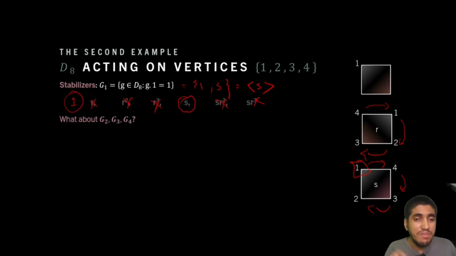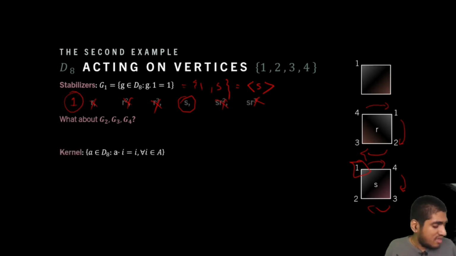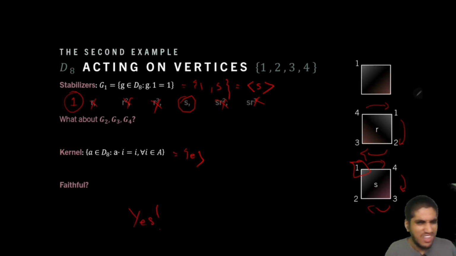Kernel is given by those elements in D8 that fix all vertices. And there's only one such. Drum rolls, please. Only the identity. Now, is this particular action faithful? Yes. You know why?